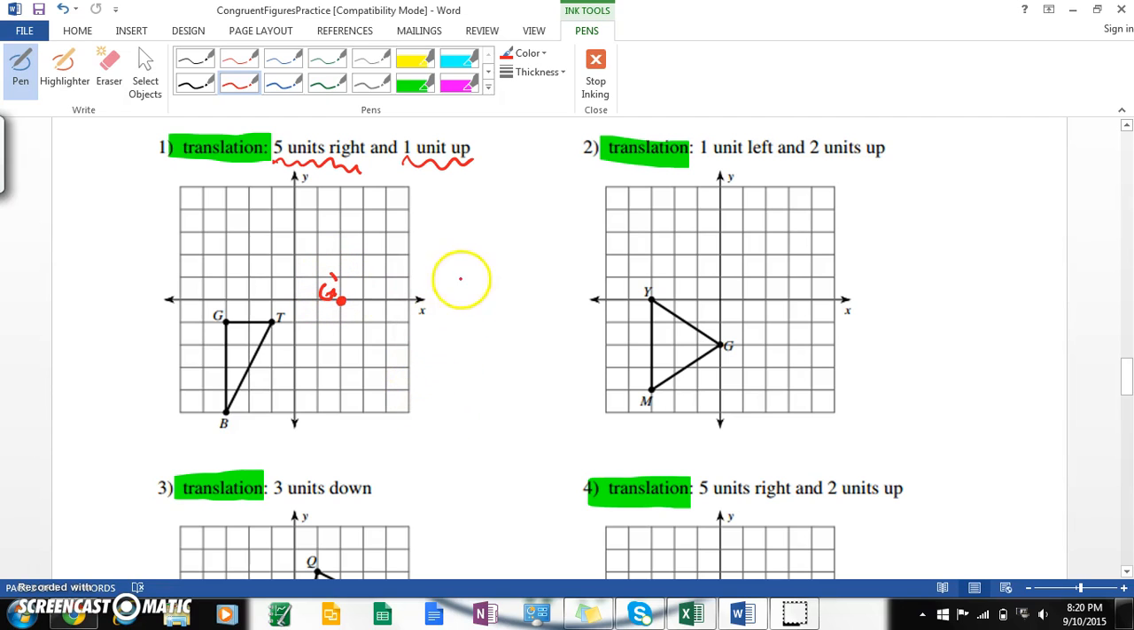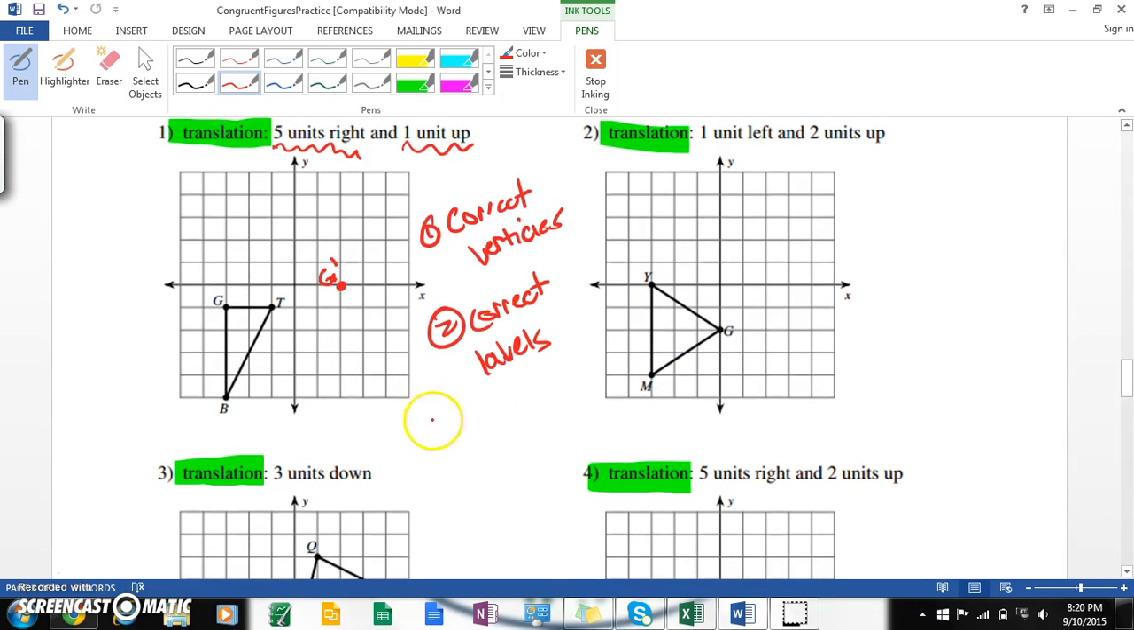What I'm looking for is not only the correct vertices, but also the correct labels. I will take off if you do not have either one of these. All of the vertices need to move in this fashion: 5 units right, 1 up, 5 units right, 1 up, 1 unit left, 2 up, and so forth. You're probably going to have to pause now and try 1, 2, 3, 4.